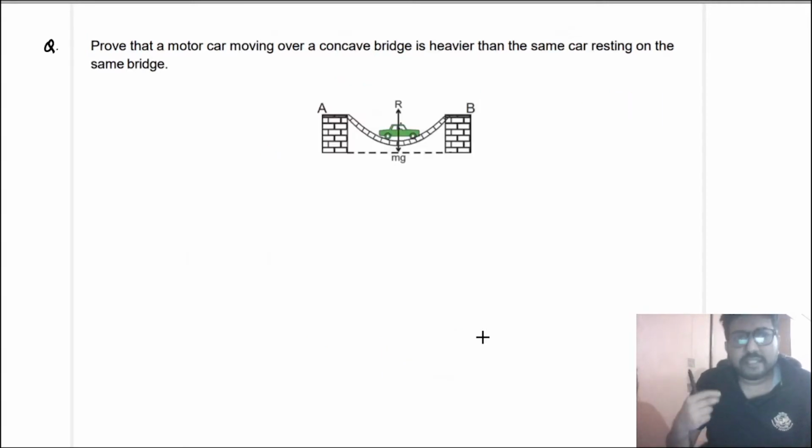Now in this case it is the opposite. Prove that a motor car moving over a concave bridge is heavier than the same car resting on the same bridge. So again, when the car is resting, in that case you will say N is equal to mg.